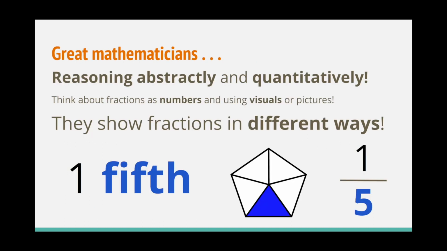We've talked about how great mathematicians reason abstractly and quantitatively. They think about the numbers and they think about visuals or pictures. So they show fractions in different ways. They use unit form, which is 1/5. They use pictures, which is 1 out of the 5 parts. And they use the fraction bar, which is 1/5.